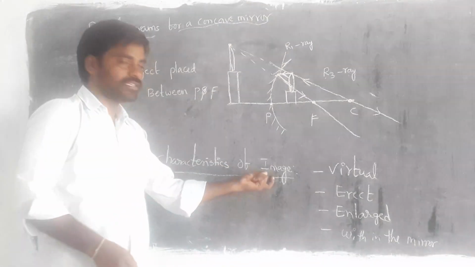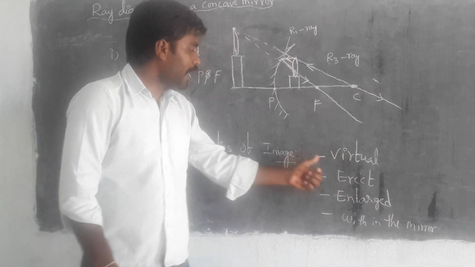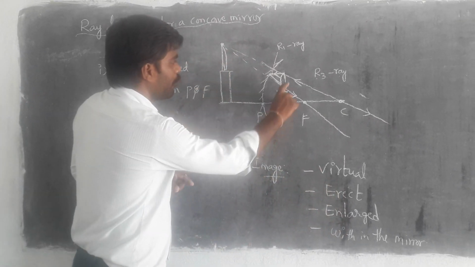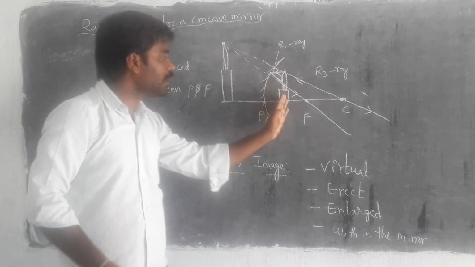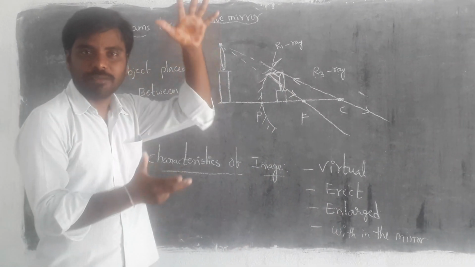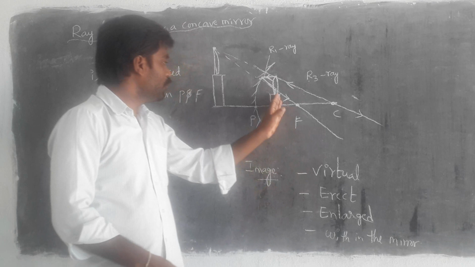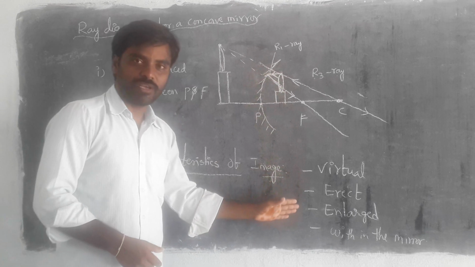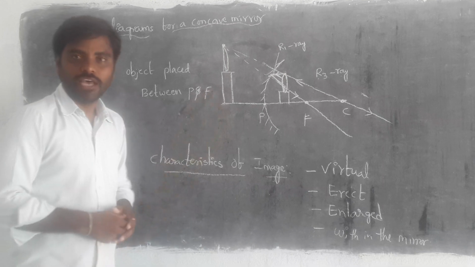If you take the image characteristics, the type of image is a virtual image, and it is a straight image. Straight means erect. If you compare the size of the object and the size of the image, the image is a little bit bigger than the object. That indicates the size of the image is enlarged, meaning bigger. It is formed within the mirror. So inside the mirror, we are able to get the image. Did you get clarity about the characteristics of the image? So these are the characteristics when the object is placed between P and F.